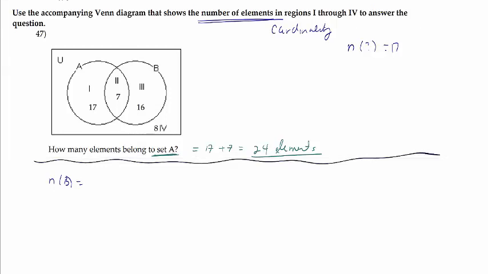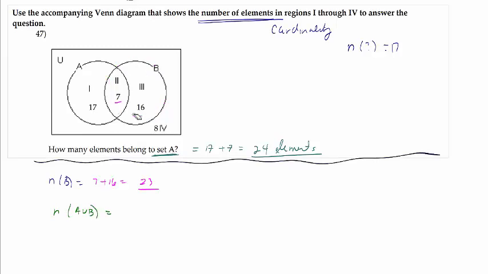I'll go to my set B and notice that I have these two regions. So it's going to be 7 plus 16 or 23 elements. Let's look at the number of elements in the union, A union B.